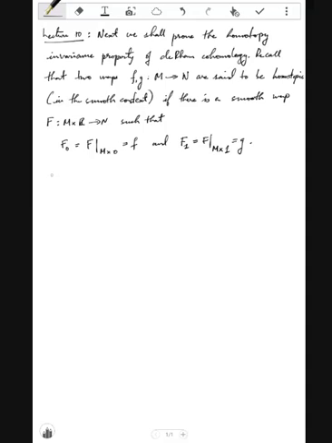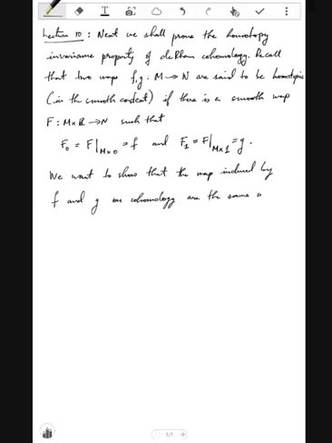So we want to show that the maps induced by F and G on cohomology are the same when F and G are homotopic. So the general idea is the following.